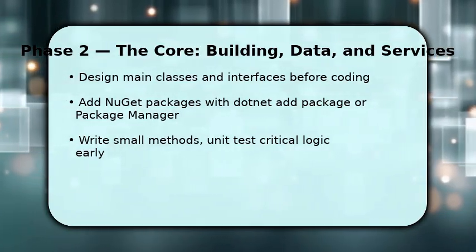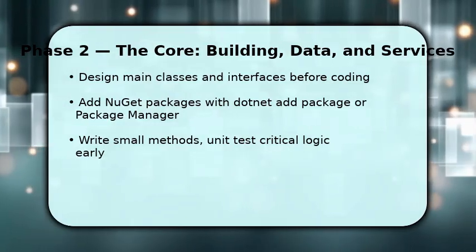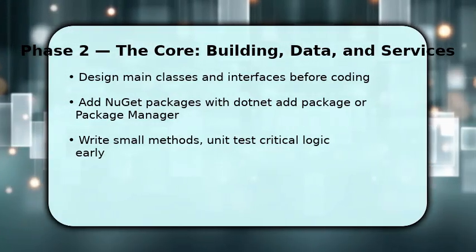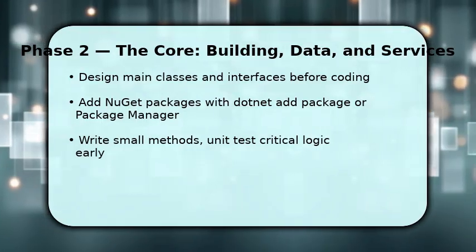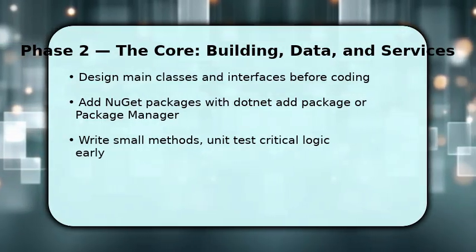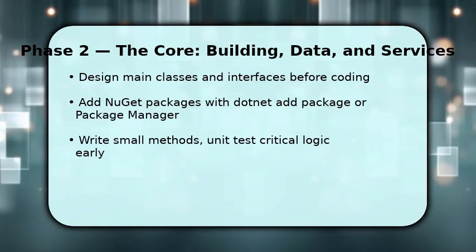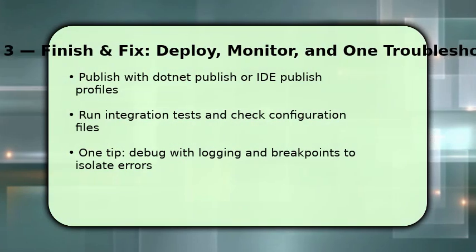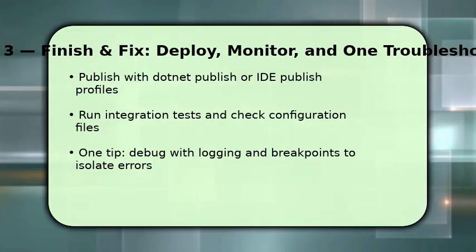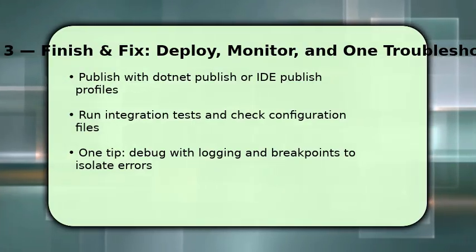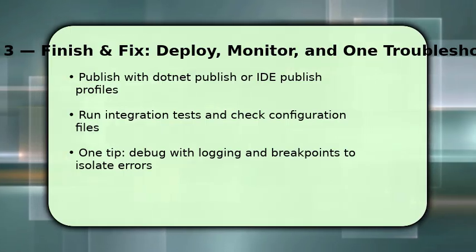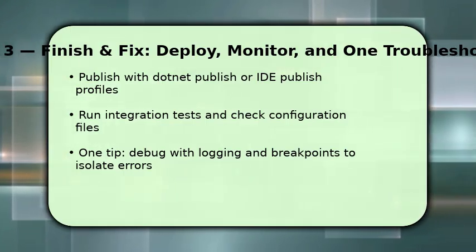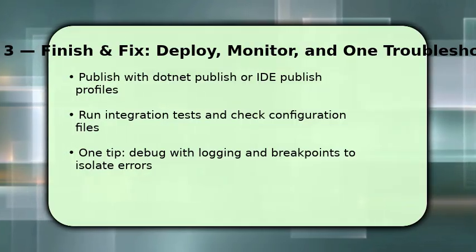As you code, run dotnet build and dotnet test frequently to verify changes. You finish by cleaning up code, updating README, and using dotnet publish or the IDE Publish profile to produce deployable artifacts. Once done, run integration tests and validate app settings in appsettings.json or environment variables to avoid runtime surprises. Make sure to bump version and tag your release in Git before deployment.